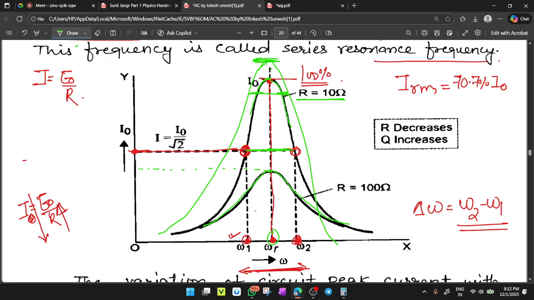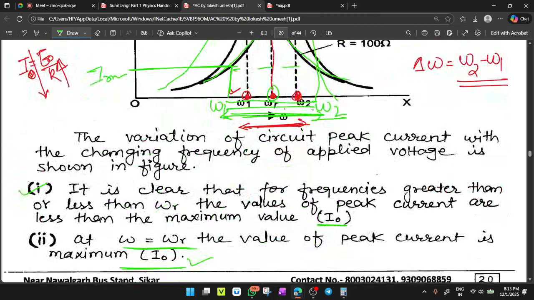Here you see the bandwidth is more, like this is your I naught, I RMS. So here omega 1 will be placed about here, and omega 2 will be somewhere here. So here the bandwidth is more. The lesser the bandwidth, the better the resonance that takes place.